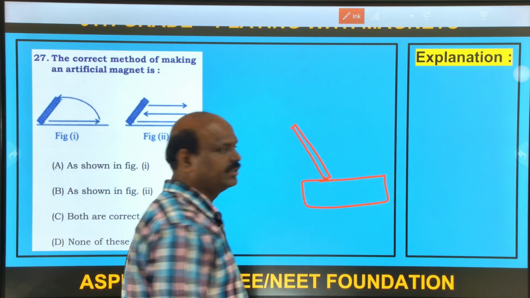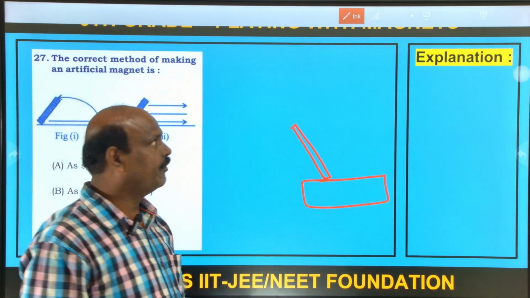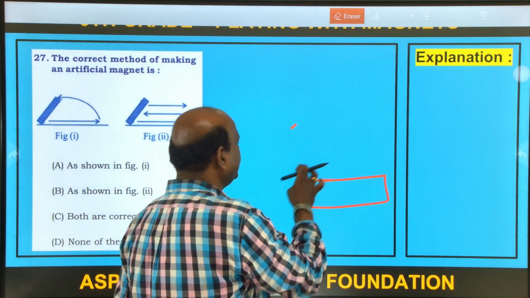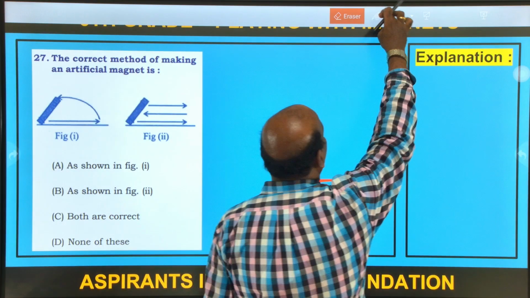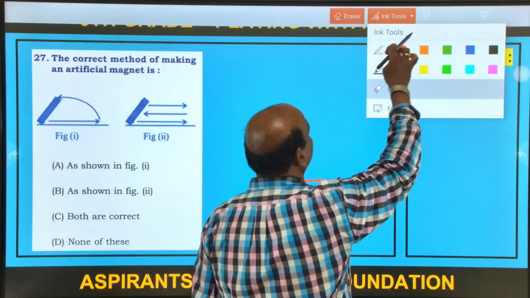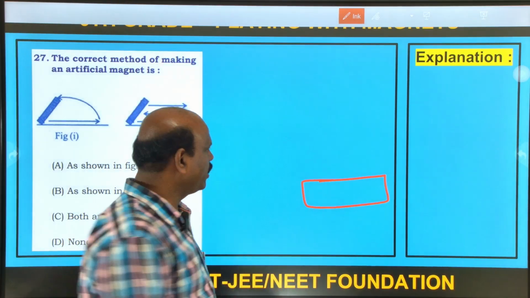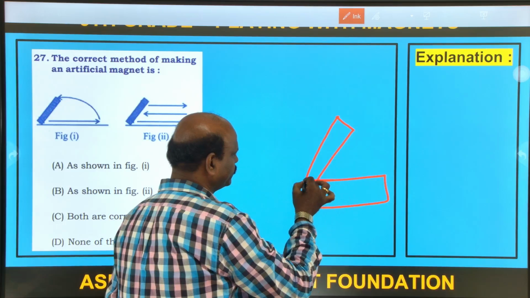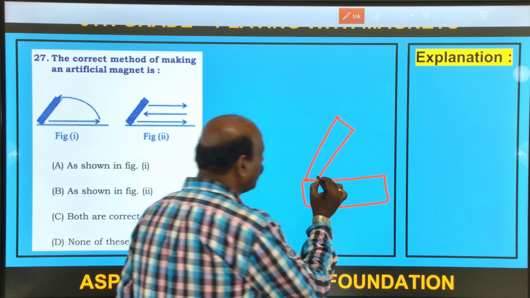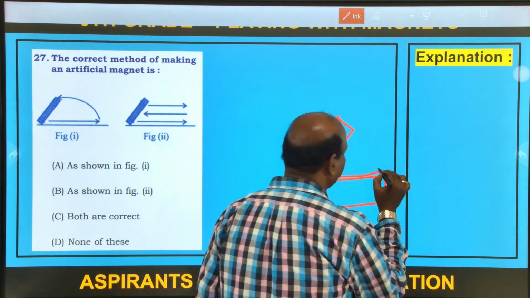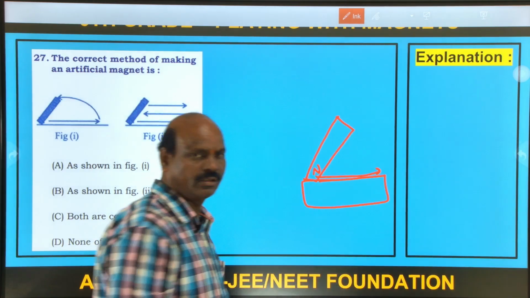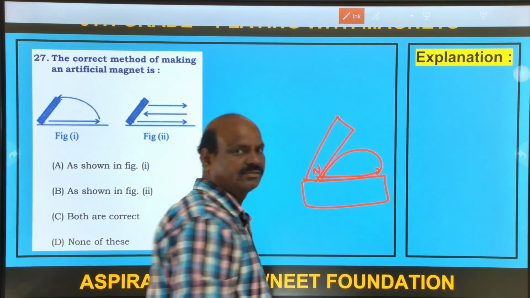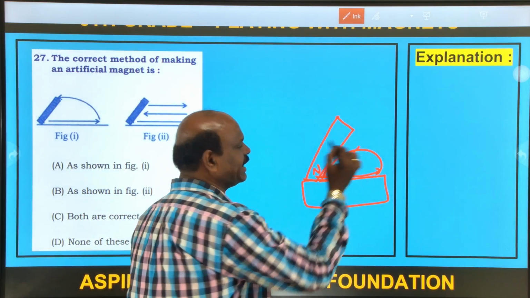a magnet, then whenever you are considering the magnet, as I said, you have to pull from one end of the substance to the other end. Like if you take this is the north pole, after pulling to this end you have to lift it and place it here again. So this method we call the single touch method.